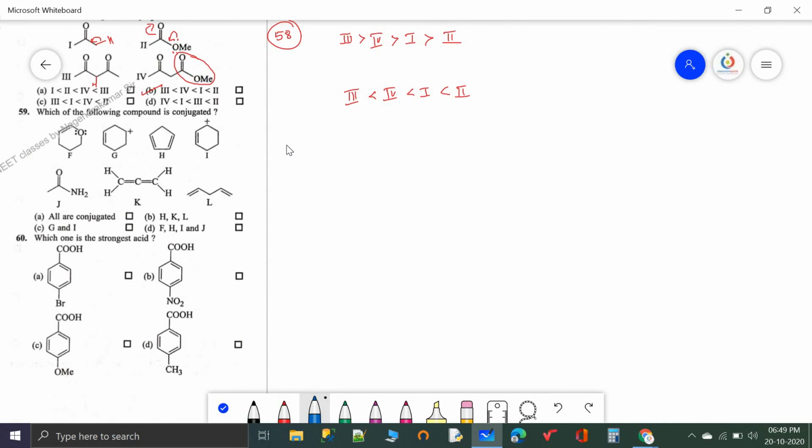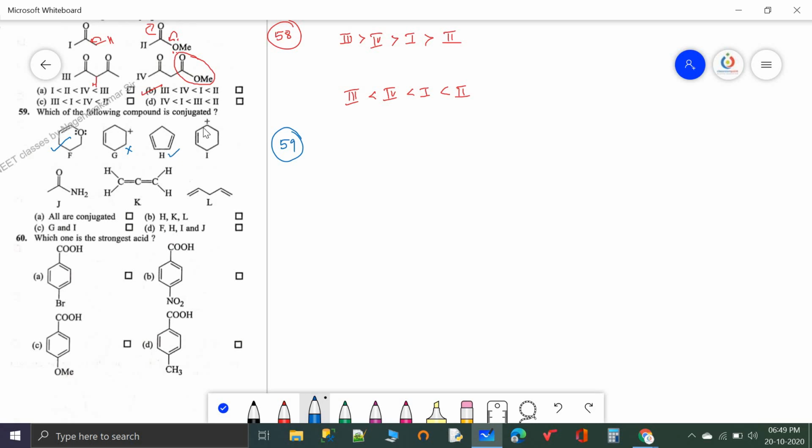Let us see question number 59. Which of the following compounds is conjugated? Conjugated concept we have already discussed. Lone pair of electrons and a double bond separated by a single bond, conjugated. Here positive charge and lone pair of electrons separated by two single bonds, not conjugated. Here double bond separated by a single bond, conjugated.